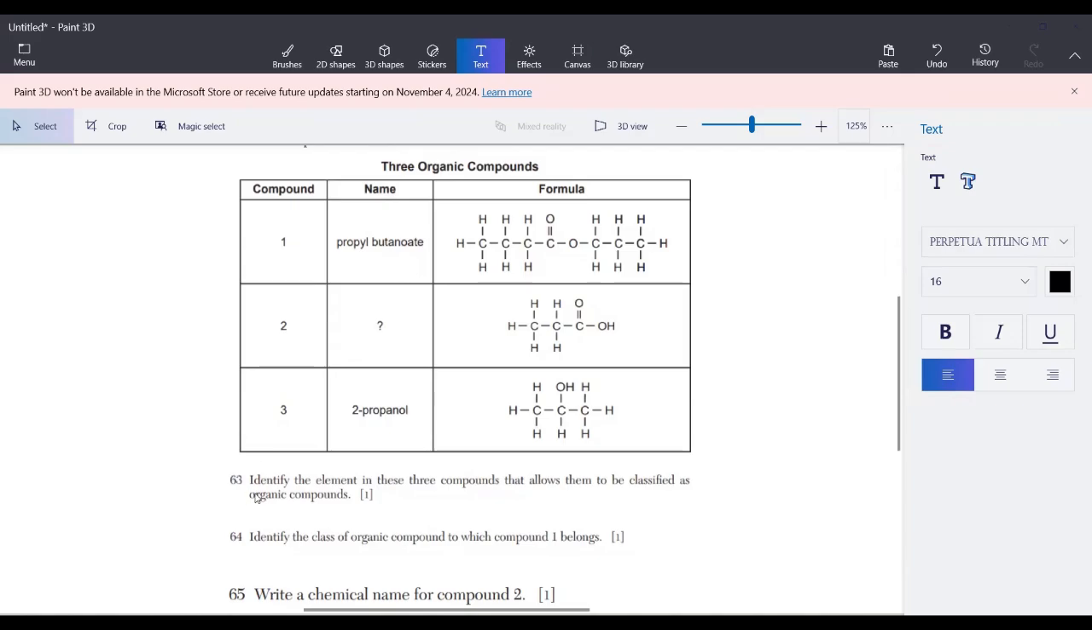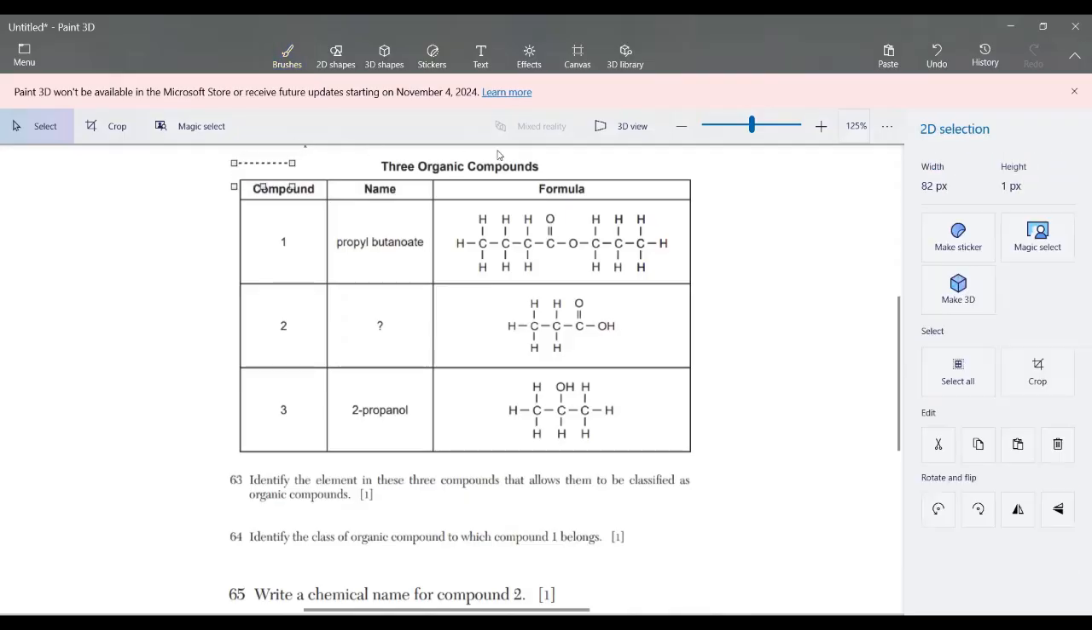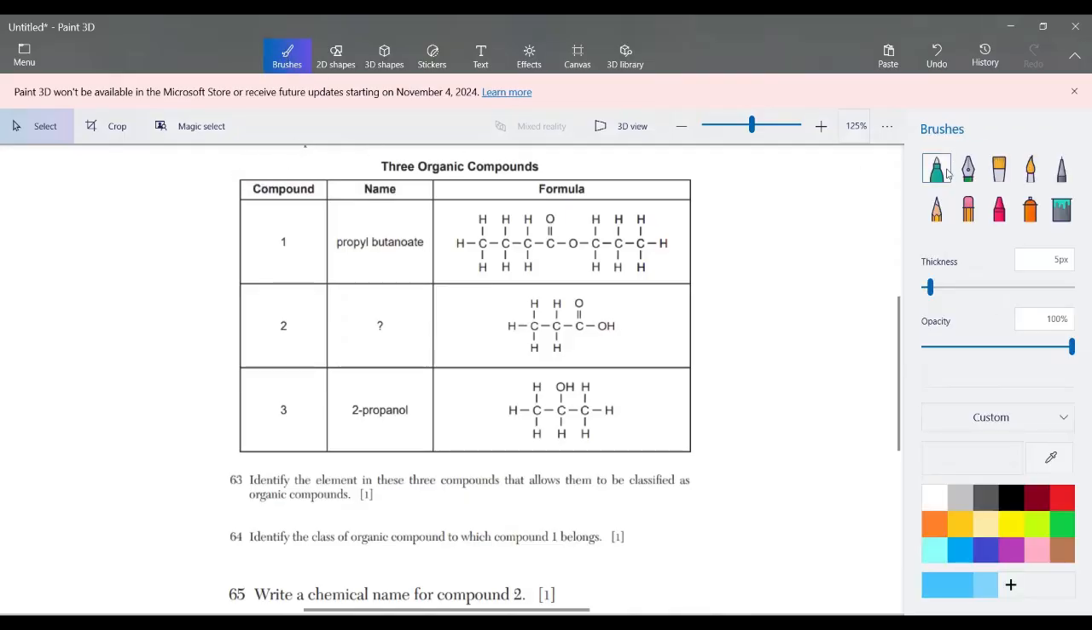So I'm going to read the questions first. Identify the element in these three compounds that allows them to be classified as organic. Identify the class of organic compound to which compound one belongs. Write a chemical name for compound two. So now I'm going to go back to my table and take a look at that. In my table, I am noting that they have given me three things. They labeled the compounds one, two, and three. So when they're talking about something in the question, I want to make sure I'm talking about the same compound that they are.